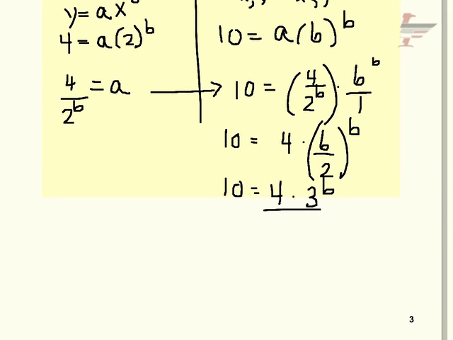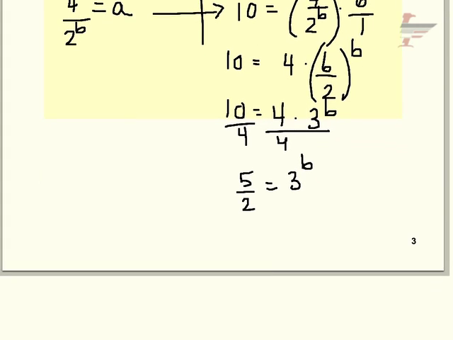And then I can divide both sides by 4. Please understand you cannot divide by 3 because it's being raised to a power of b. And 10/4 reduces to 5/2. And that equals 3 to the b. And now comes the tricky part. 3 to the what? 3 to the what equals 5/2. And obviously I don't know off the top of my head what that is. And because it's an unknown power, I have to log both sides, because that's the only way we can solve this.